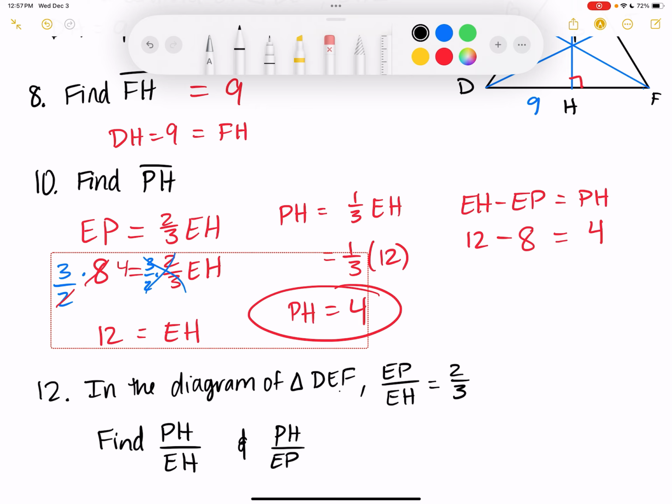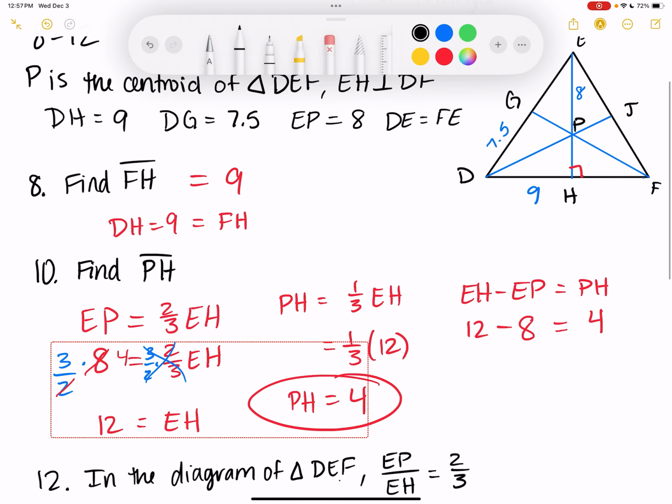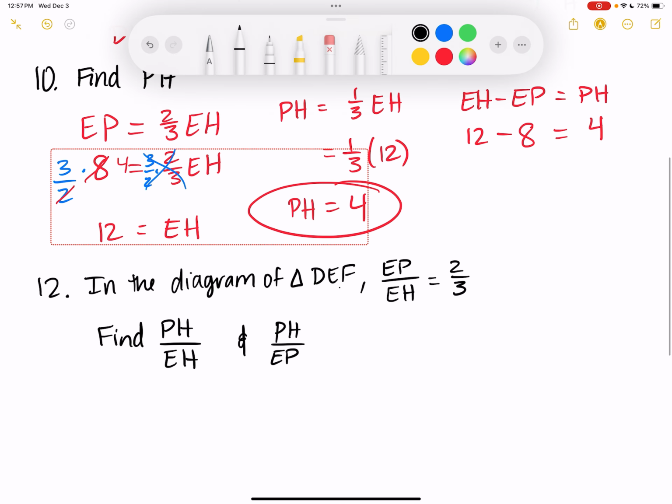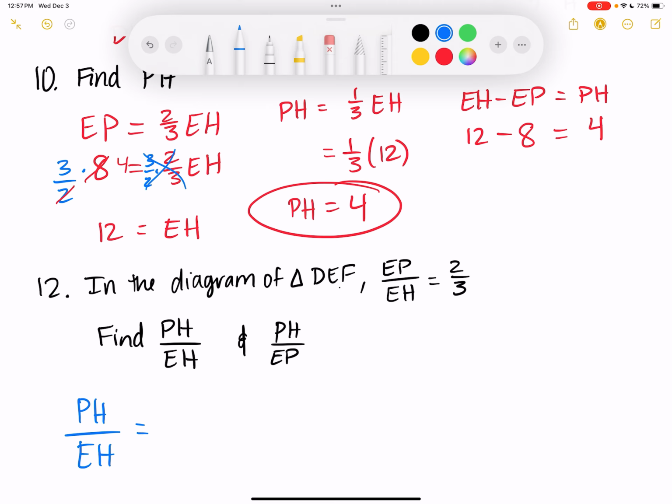So what I would do is think about these things as fractions, like the thirds, right? Because I know that EP is 2/3 of EH, but we commented up here that PH is 1/3 of EH. So that means if PH is 1/3 of that value, then I can put 1/3 here. So I have PH over EH, and some of you may already see what the answer is going to be to this one, but PH is 1/3 of the whole value.